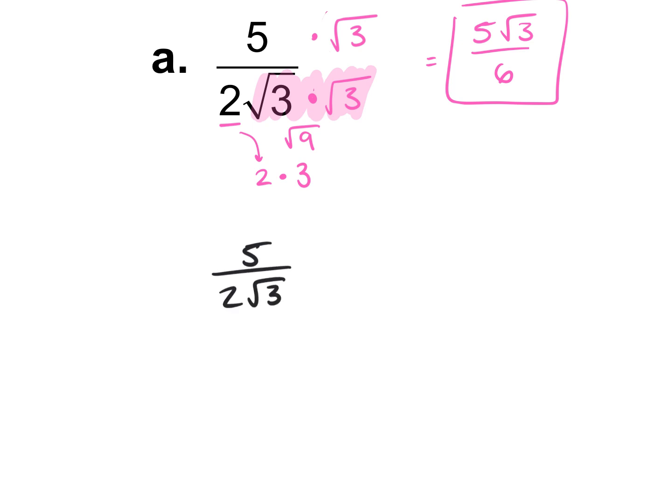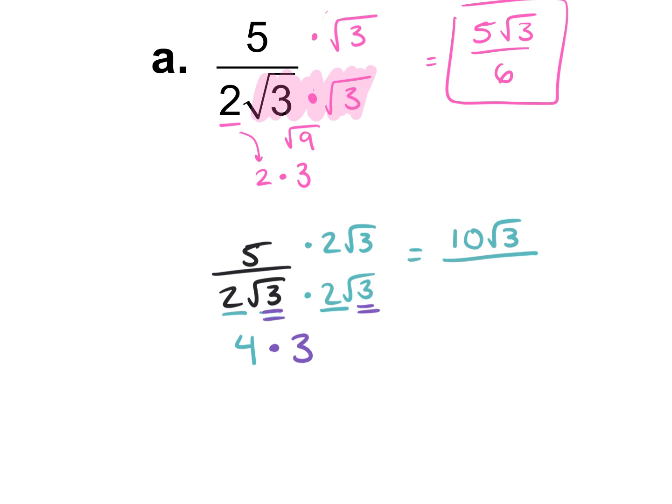The other way that we could do this, if we had 5 over 2 square root 3, so same question, you can multiply the top and the bottom by 2 square root 3. I'll just show you that this is going to be more work. But 5 times 2 is 10 square root 3 on the top. On the bottom, we have 2 times 2, which is 4. And what's square root 3 times square root 3? It'd be square root 9, which is 3. And 4 times 3 is 12. Now here we have 10 square root 3 over 12.